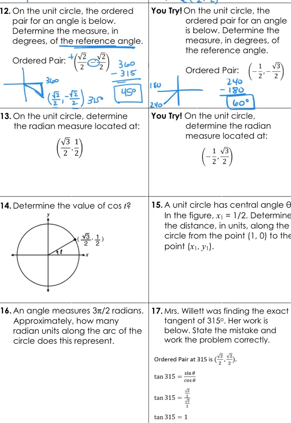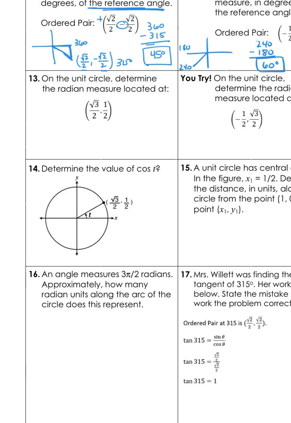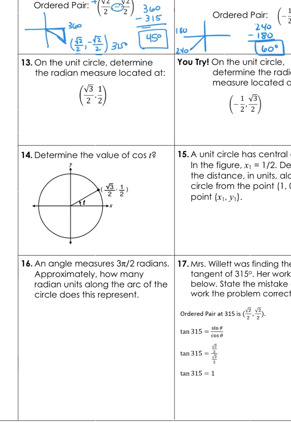All right, so then we have, on the unit circle, determine the radian measure located at square root of 3 over 2, comma, 1/2. So that's going to be up in this quadrant somewhere. And so we're just going to look on our unit circle, and we're going to find out that that is pi over 6.